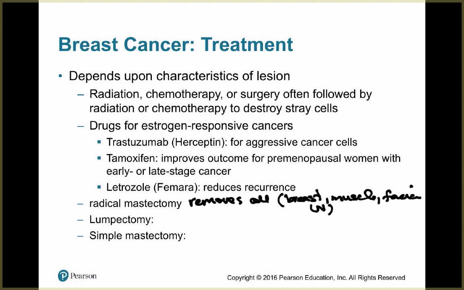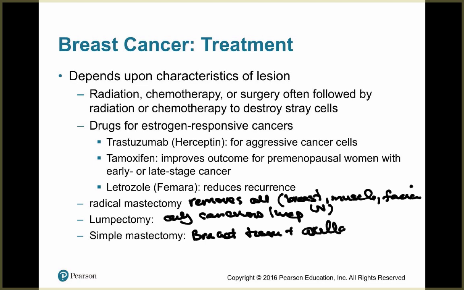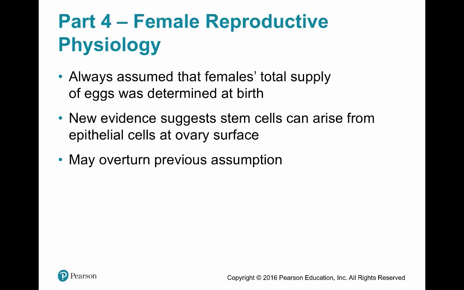And like I said, a common surgery that they did until the 70s was the radical mastectomy. Lumpectomy is less invasive, and it only takes the cancerous lump. And simple mastectomies basically remove breast tissue and axillary lymph nodes. And sometimes women opt for breast reconstruction after this to help them feel more comfortable going back into society after all of this is over. Now, this lecture is on female reproduction.